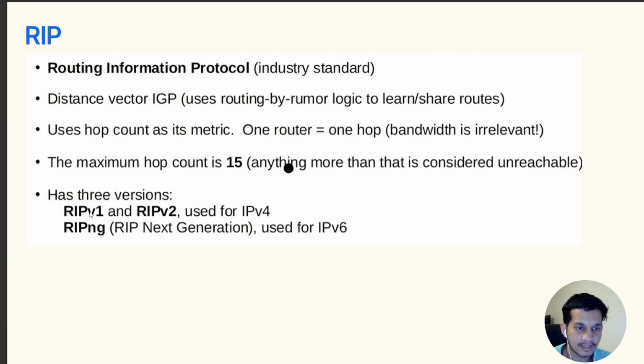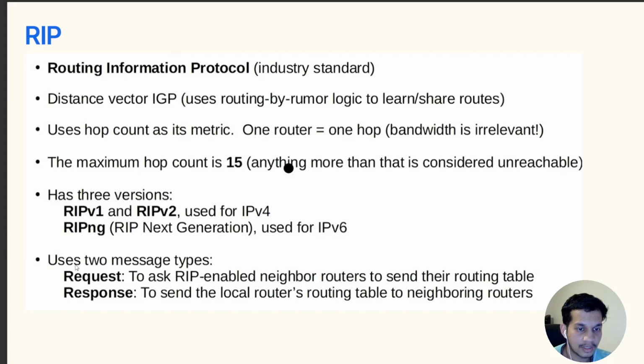It has three versions: RIP version 1 and RIP version 2, which are used for IPv4, and RIPng, which is next generation, used for IPv6. It uses two types of message, request and response. In a request, the router asks the RIP-enabled neighbor router to send its routing table, and in a response, the neighboring router sends its routing table back. So one router asks the second router for the routing table, and the second sends it to the first.